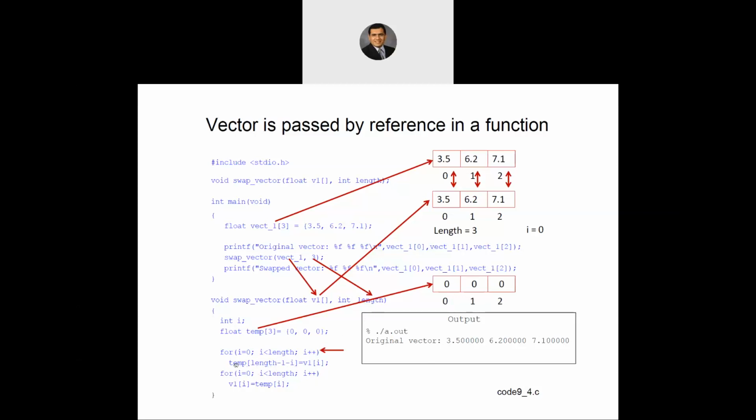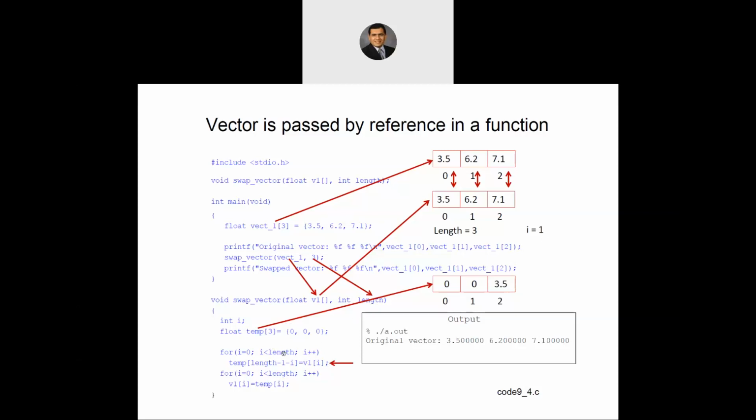Temp, 2. Temp, 2, we are talking about this subscript. This is temp array, 2 subscript. We are talking about this location is equal to V1 I. I value is 0. V1, 0 is 3.5. So the value of this will be 3.5. Okay. Next, we do an increment. I plus plus. 0 plus 1 will be 1.